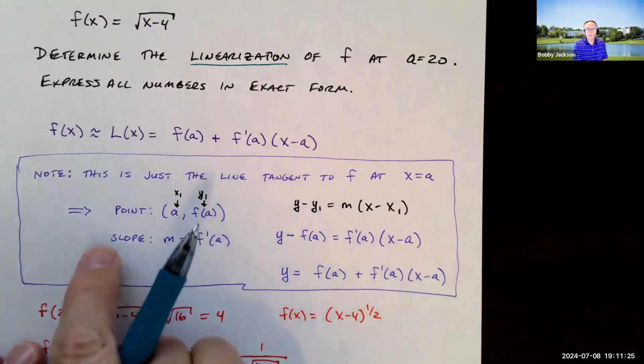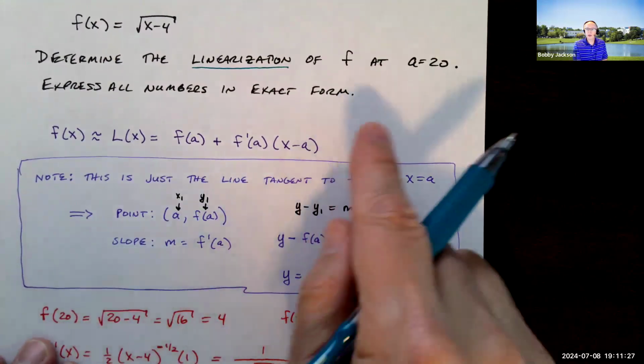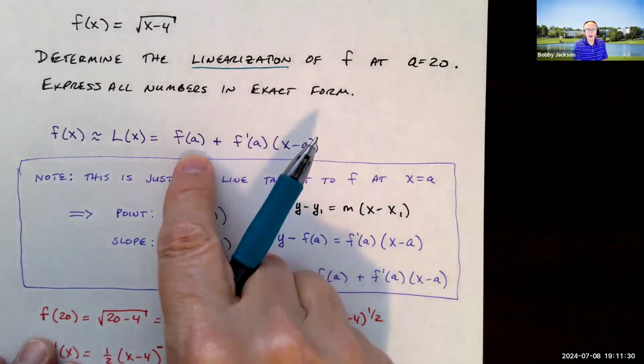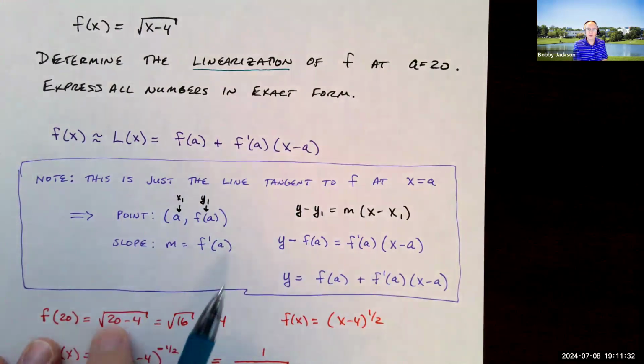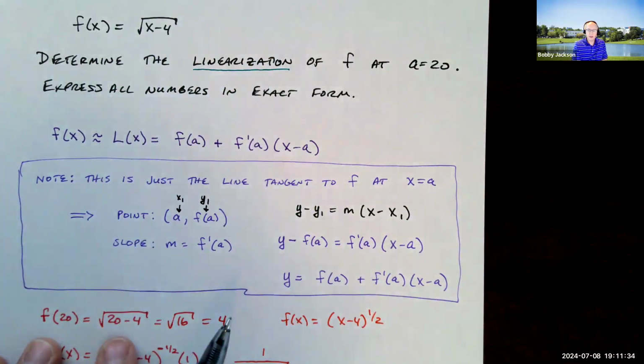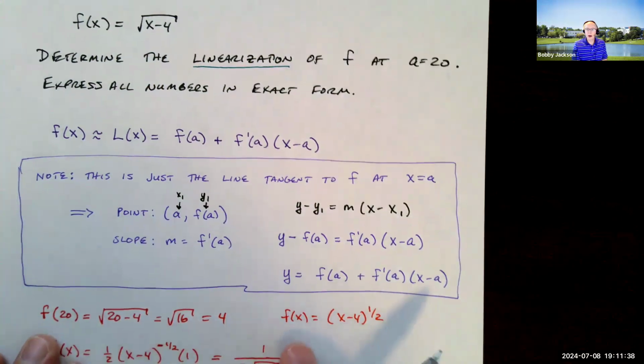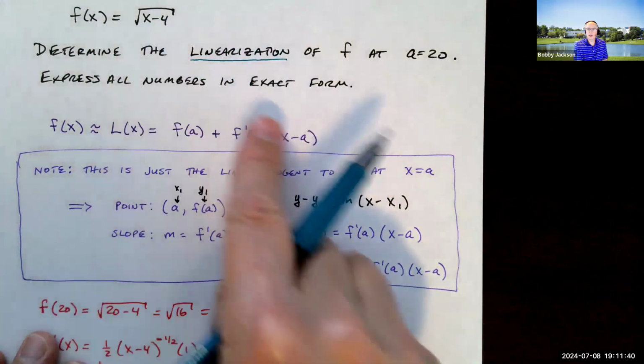In this particular problem, a is 20, so I need f of a, or f of 20. What is f of 20? I'll just plug 20 in for x here. 20 minus 4 is 16. Square root of 16 is 4. That's easy enough. Then I'm going to need the derivative.